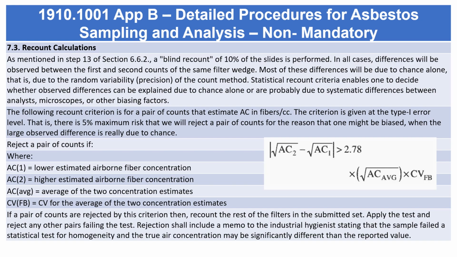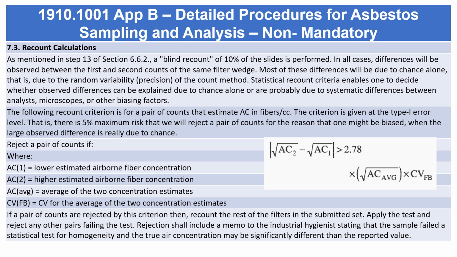7.3. Recount calculations. As mentioned in Step 13 of Section 6.6.2, a blind recount of 10% of the slides is performed. In all cases, differences will be observed between the first and second counts of the same filter wedge. Most of these differences will be due to chance alone, that is, due to the random variability, precision, of the count method. Statistical recount criteria enable one to decide whether observed differences can be explained due to chance alone or are probably due to systematic differences between analysts, microscopes, or other biasing factors.